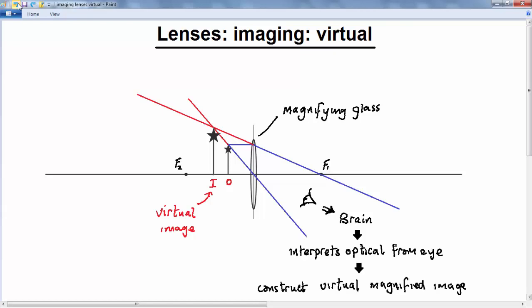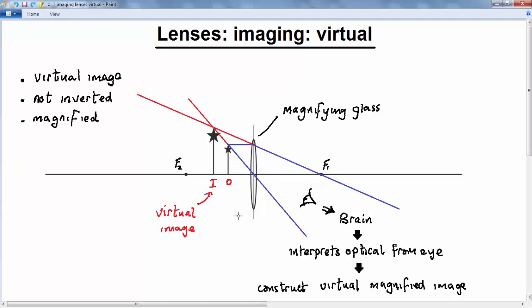So let's just resume what we've learned about this imaging system. We've got an object positioned between the principal focus f2 and the lens, and we're looking at the object from this side of the lens, and what we formed is a virtual image which is non-inverted. It's upright and it's also magnified.